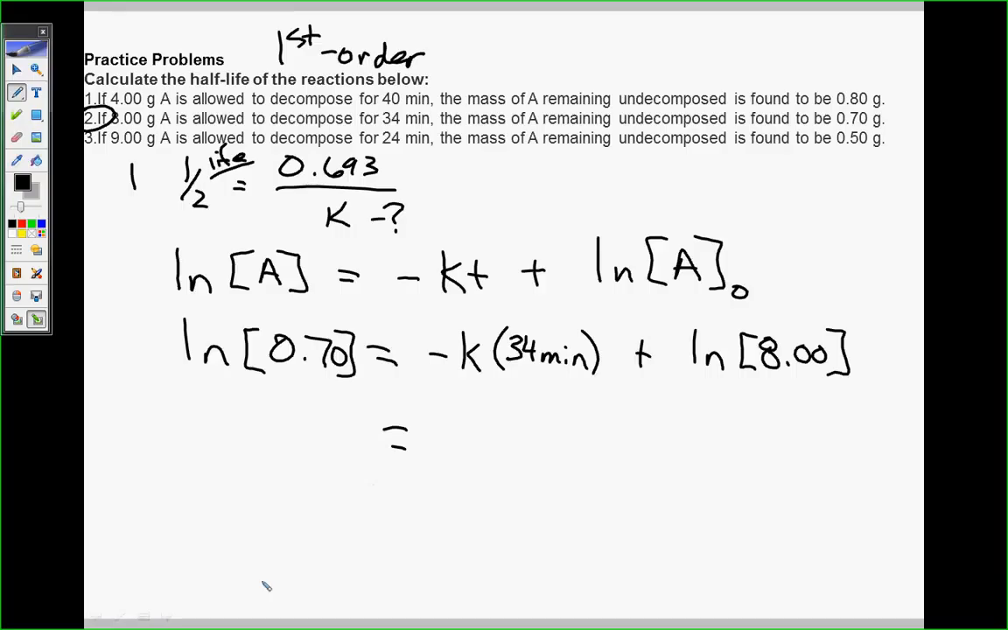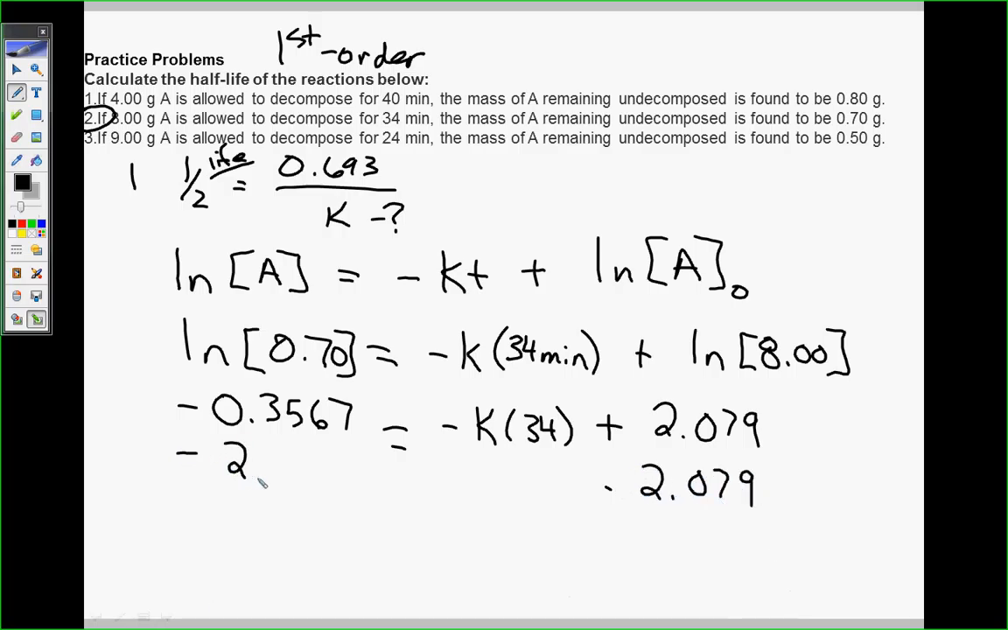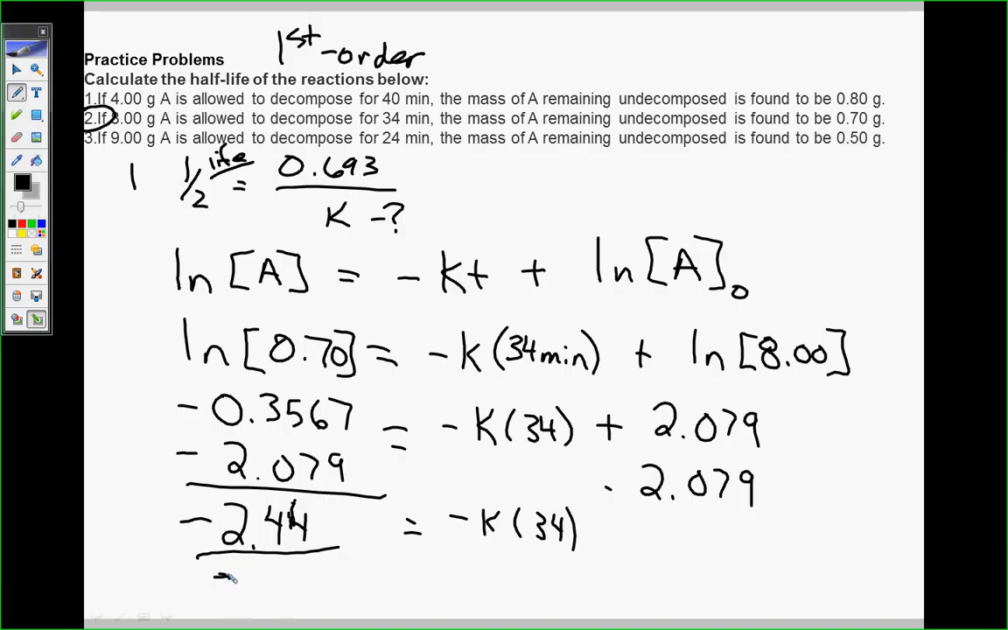Does anybody have what ln of 0.7 equals? Negative 0.3567. Now I have negative K times 34 plus what? 2.079. What do I need to do now? I'm going to subtract negative 2.079, and I get negative 2.44. That equals negative K times 34. What do I have to do? Divide by 34. And what do you get?